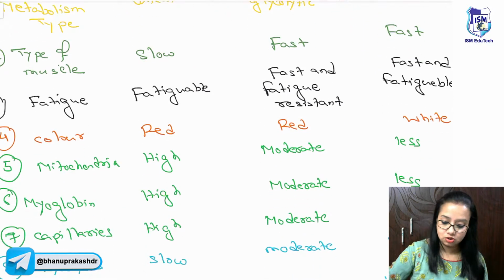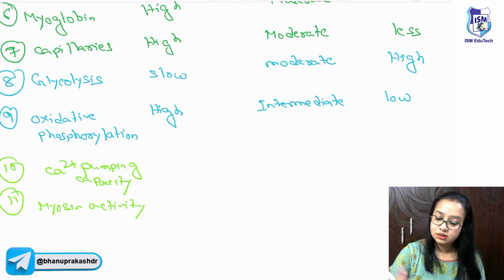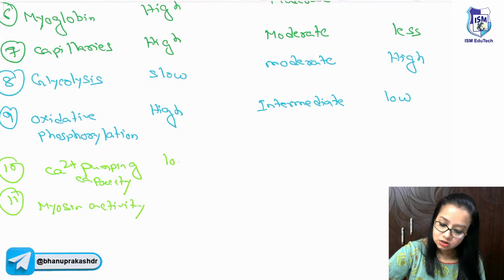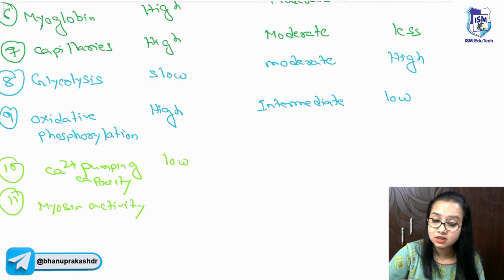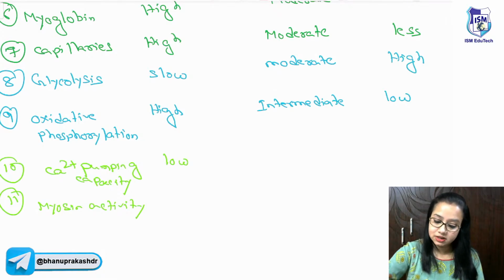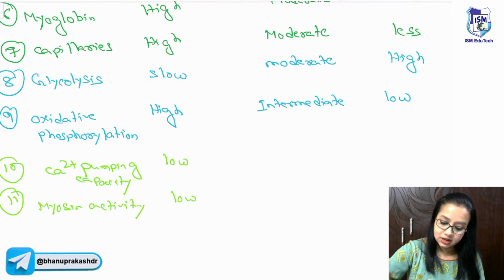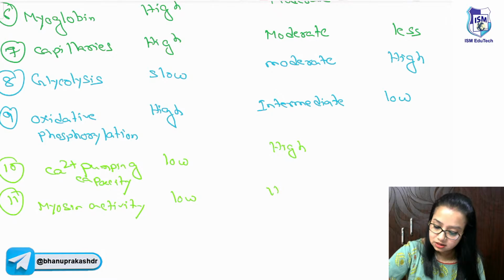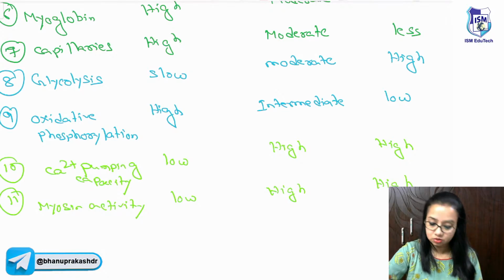That is happening, but that is happening slowly. So the force, the power, or the rate of the calcium pumping activity and the myosin activity, we can easily understand it is low. It is not absent, because without myosin activity or without calcium pumping activity, contraction can't happen, but it is low. Whereas in the type 2b, it is high, and here also obviously it is high. Okay.